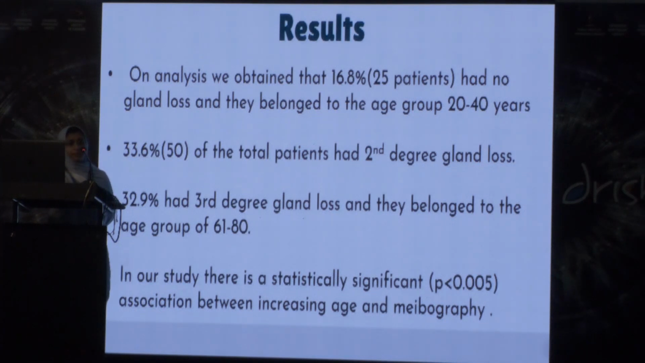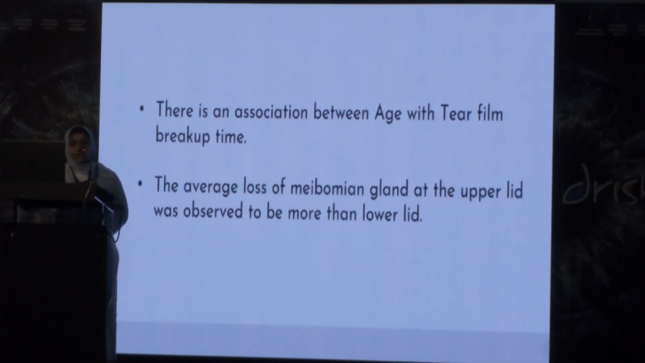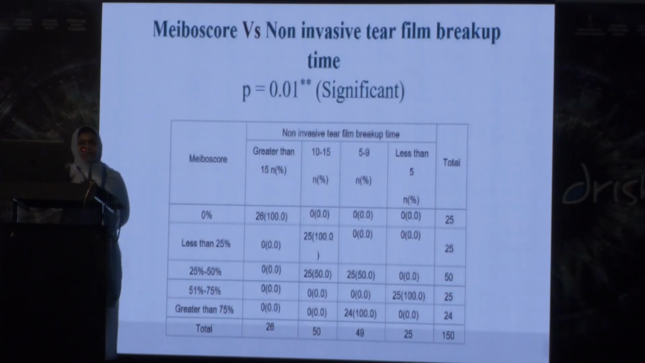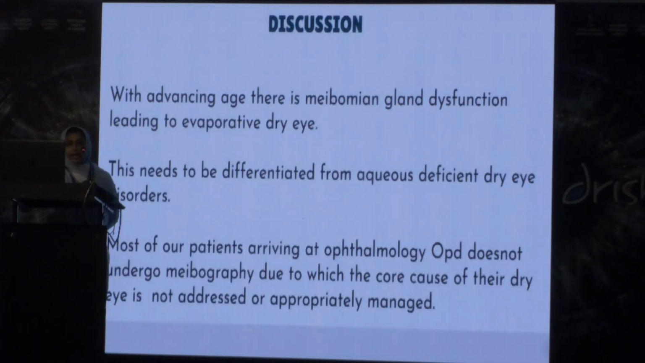And the study was significant because the p-value was less than 0.05. So there is an association between age and tear film breakup type, and the average loss was more in the upper lid than in the lower lid. When we compared MEBO score and non-invasive tear film breakup time, it was directly proportional. We have to note that with advancing age, there is meibomian gland dysfunction leading to evaporative dry eye.